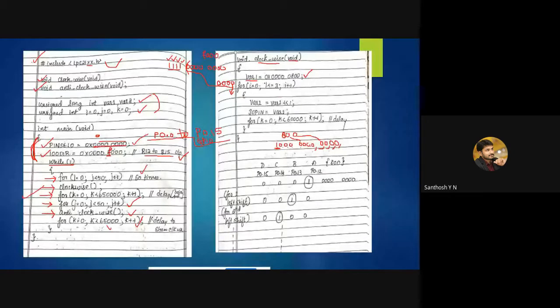For i equals 0, i less than 3, i plus plus: var equals var1 left shifted by 1 position. If this data is shifted towards left one time, the 1 that was in the 11th position will come to the 12th position.